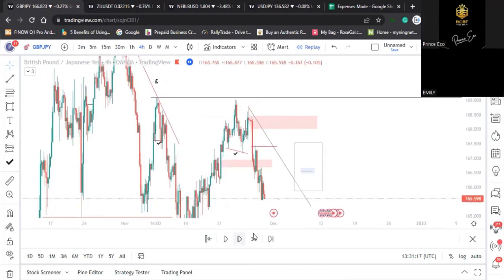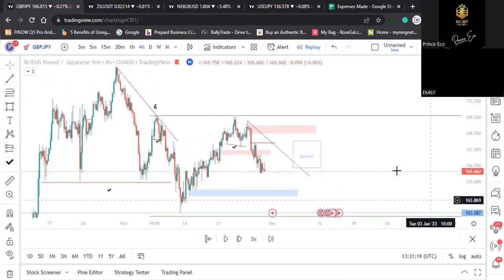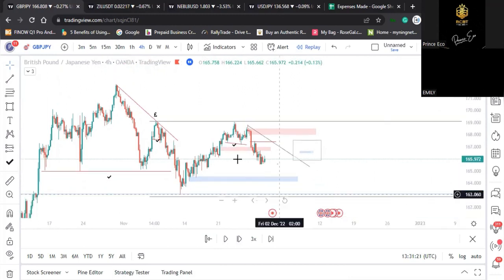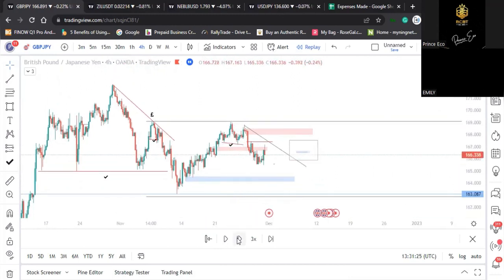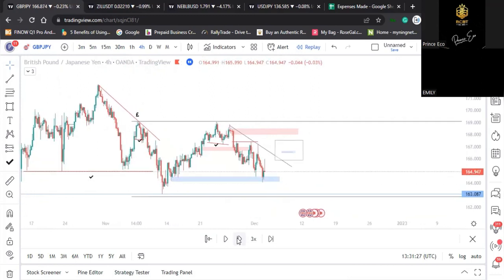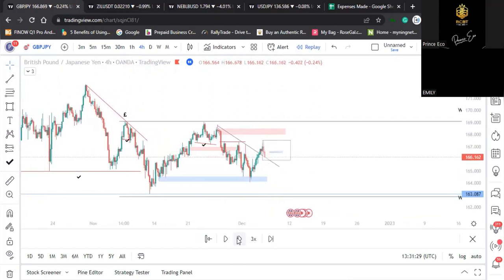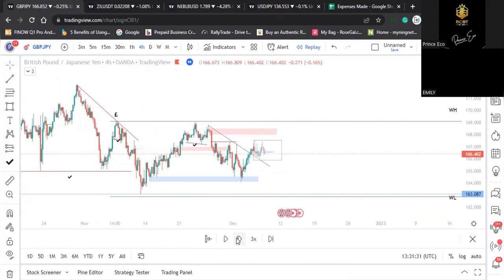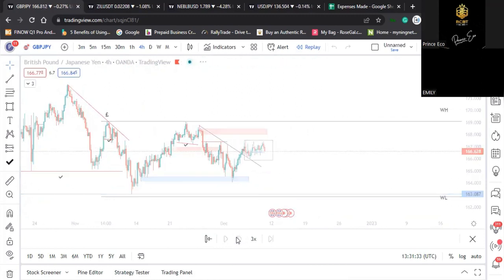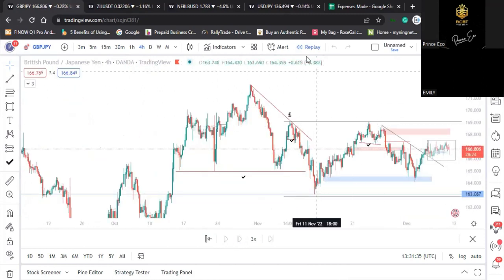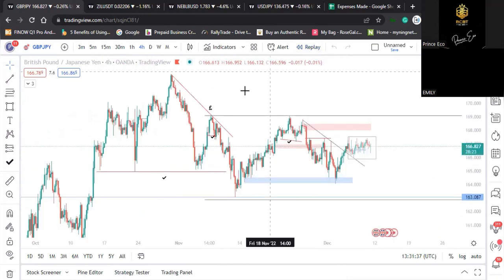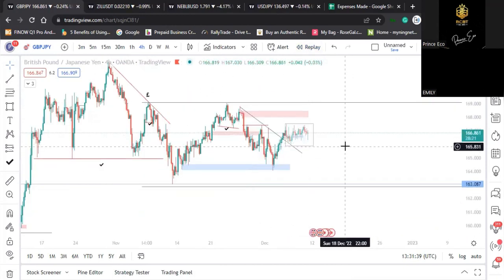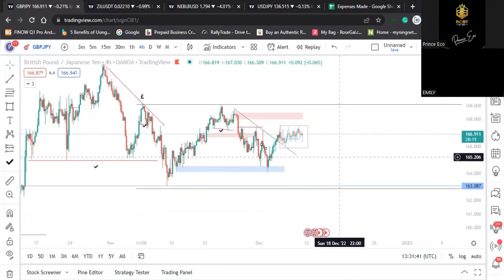The market just did what it did and is going. So now the market is ranging at this point, right? Yeah, we're in the current range now.